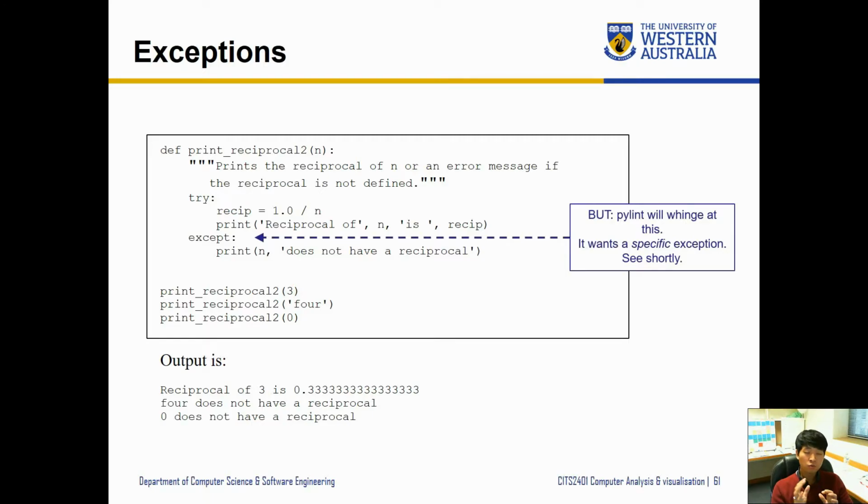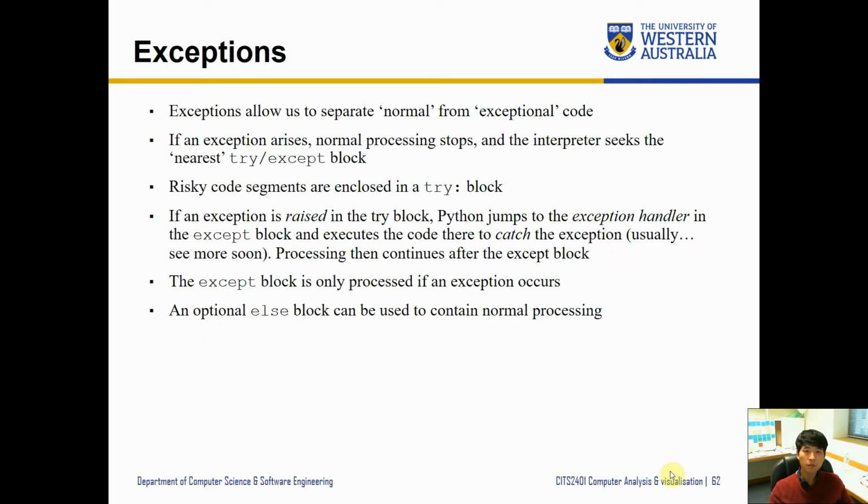However, if you write code like this and submit it into a quiz server, then Pylint will complain about this. What it really wants is, rather than capturing all generic exceptions, it wants you to capture the specific exceptions that are happening in your code. Exceptions allow us to separate normal from exceptional code. So when something exceptional happens, that's how you want to handle it.